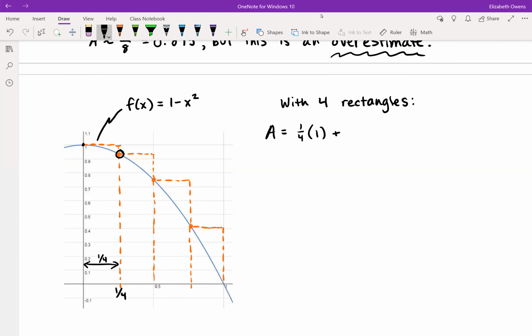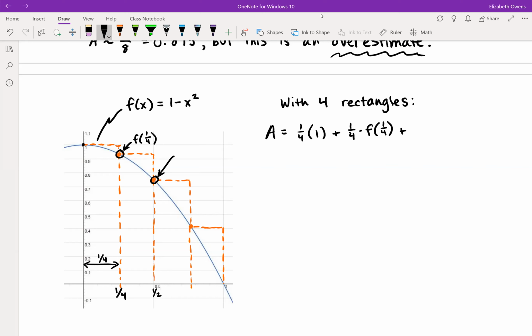This x value is 1/4. And so this y value right here is going to be f of 1/4. So I'm actually just going to put that for right now: 1/4 times f of 1/4. And then we can do the same type of thing for our next couple points.